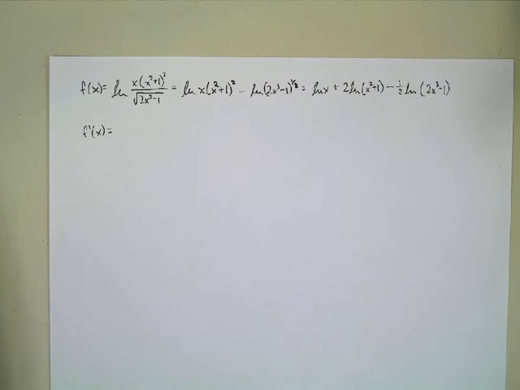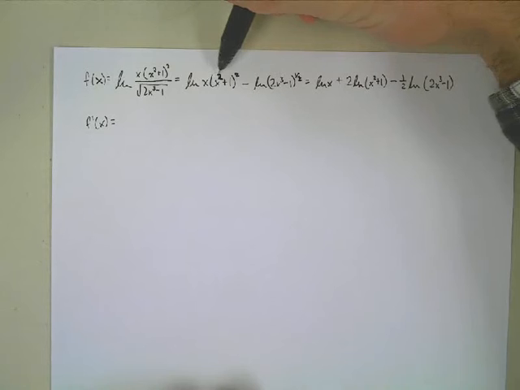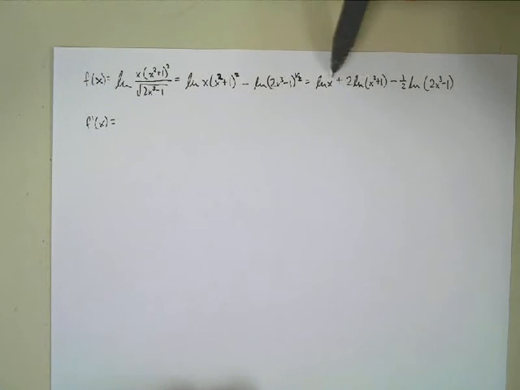X times x squared plus 1, quantity squared. I didn't even. No, that's okay. I did a couple steps at once there. You really made it great.